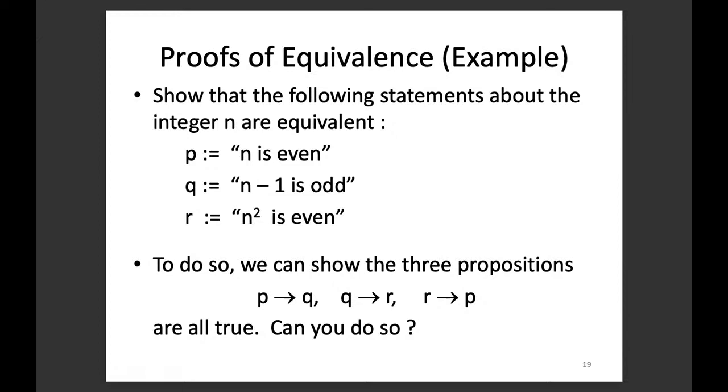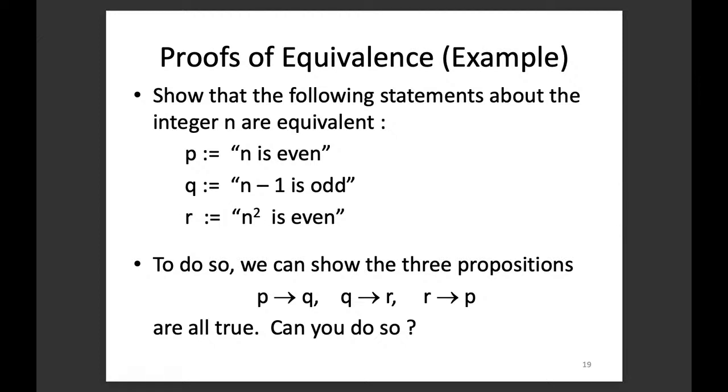I don't mean that P is true always, and I don't mean Q is true always. I just mean that whenever P is true, then Q must be true and R must be true. And whenever P is false, then Q must be false and R must be false. So whenever one of them is true, all the others are true, and whenever one of them is false, all the others are false. We want to show that they are all logically equivalent.